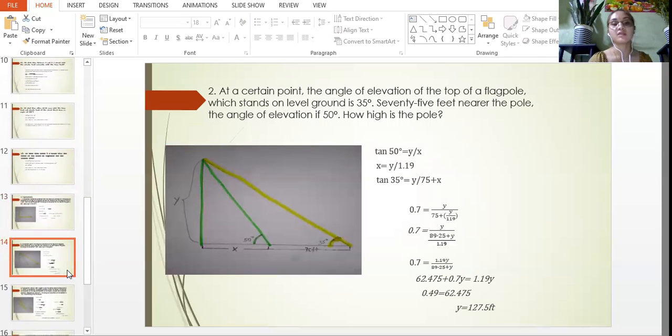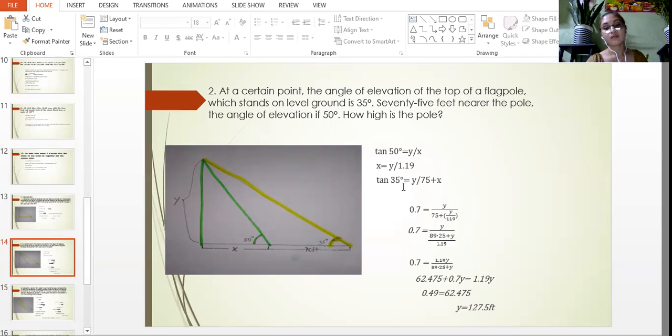Number 2. At a certain point, the angle of elevation of the top of the pole, which stands on level ground, is 35 degrees. 75 feet nearer the pole, the angle of elevation is 50 degrees. How high is the pole? So tan 50 degrees is equal to y over x. So x is equal to y over 1.19, which is the value of tan 50 degrees.